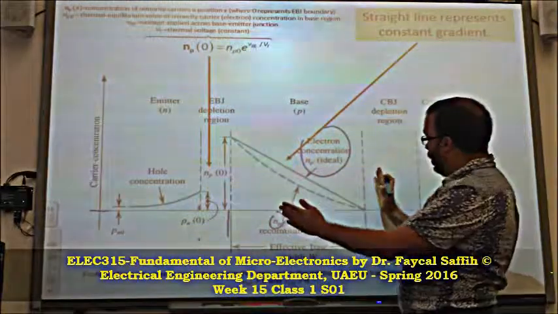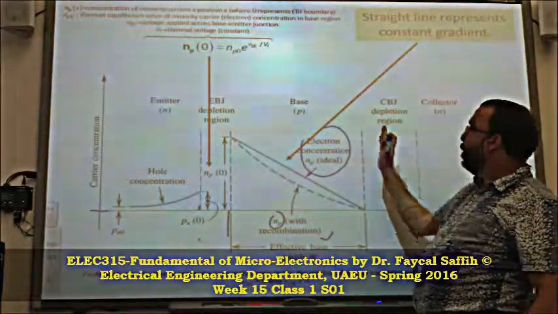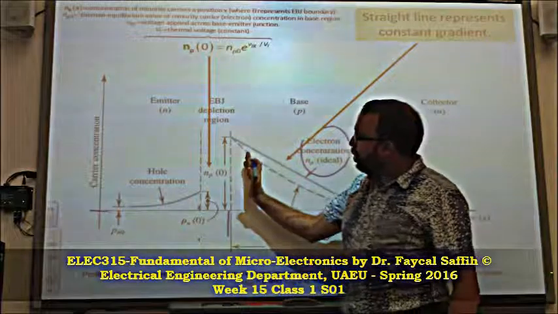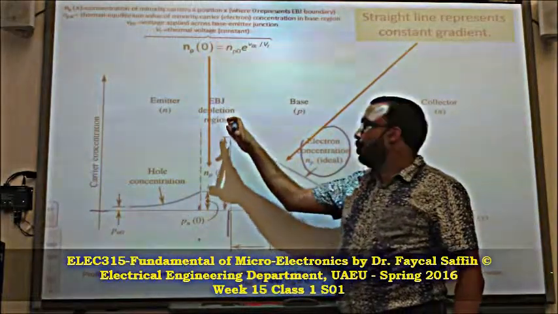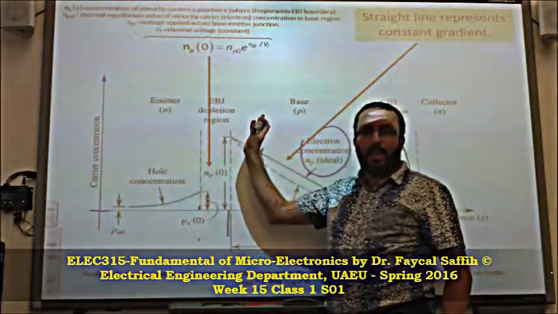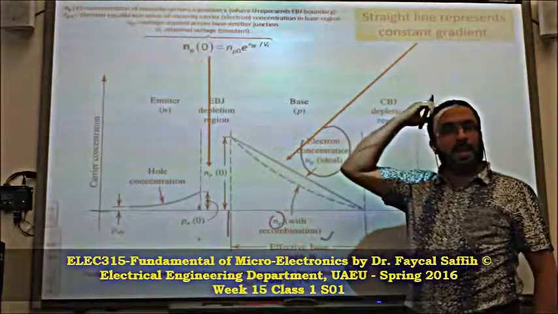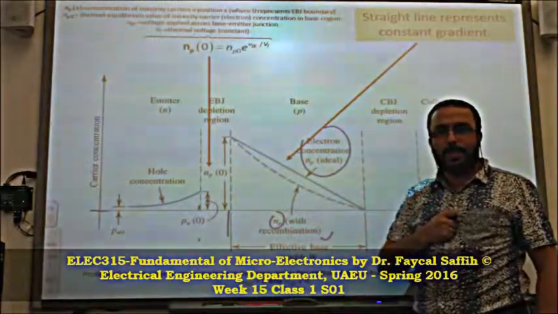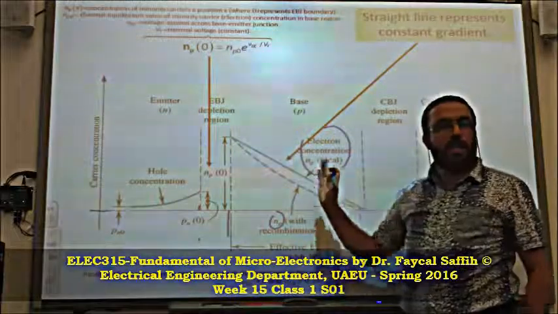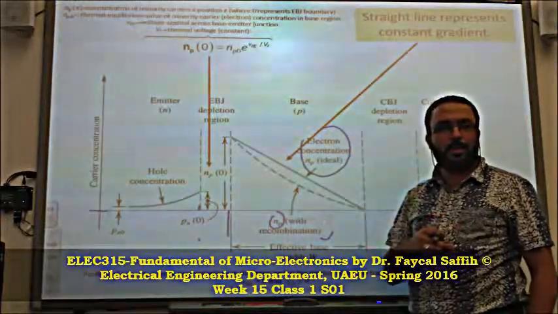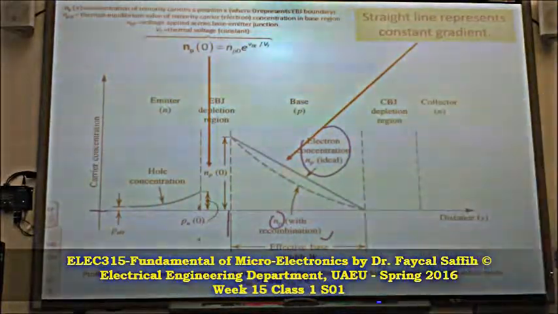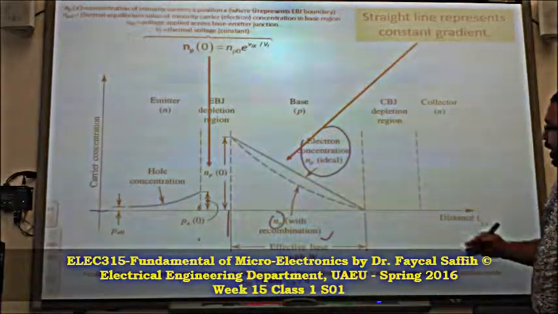It means that the depletion region of the collector-base junction should be as close as possible to this region, so that most of the electrons sent by the emitter will be collected by the collector. Got it? We want this decrease to be as small as possible. So this is what we want, and then we move on.